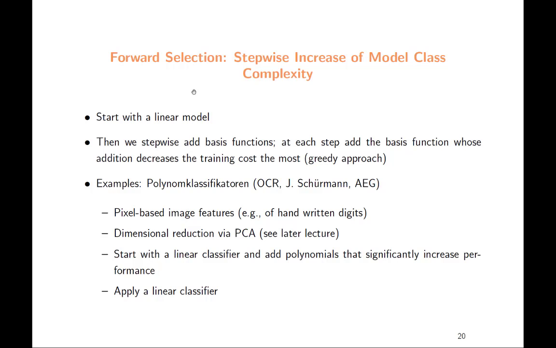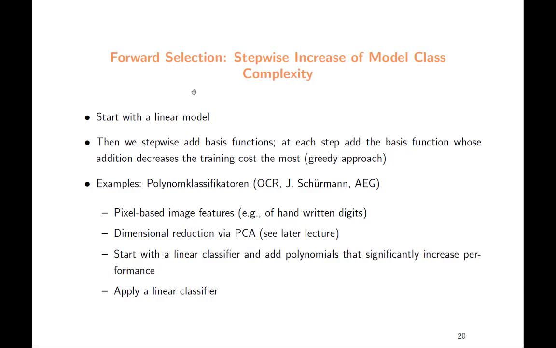But there are also some, you just have to place Gaussians everywhere. The two strategies are forward selection and backward selection. So in forward selection, you start with a linear model, then you add a basis function sequentially, and at each step you add the basis function whose addition decreases the training cost the most. So it's a greedy approach.